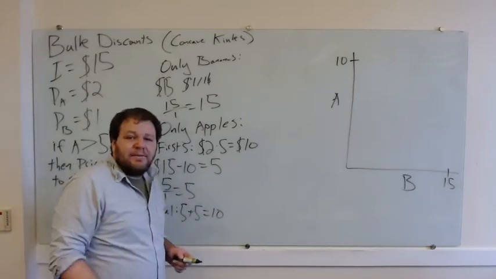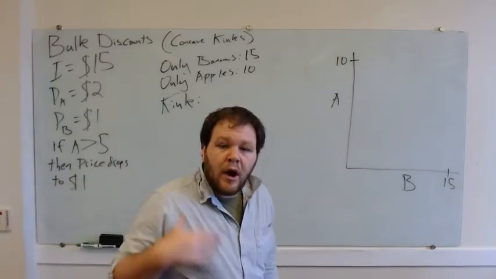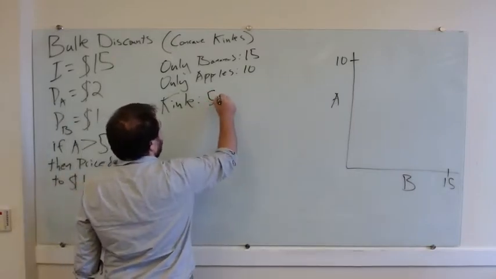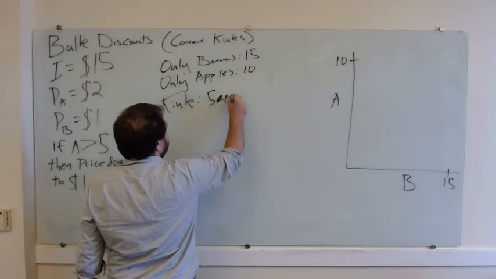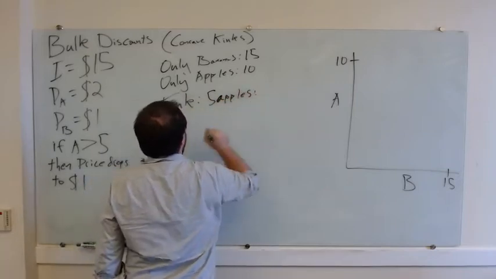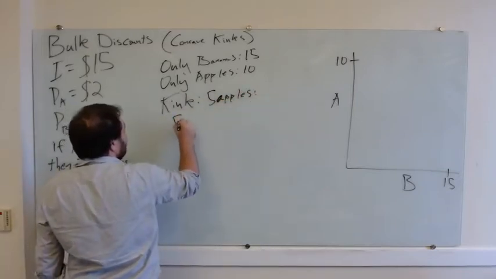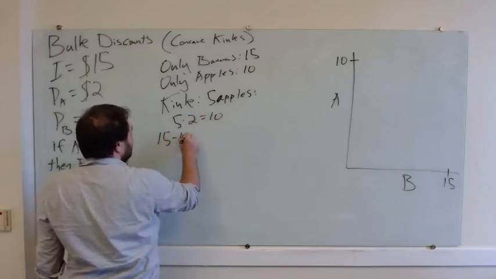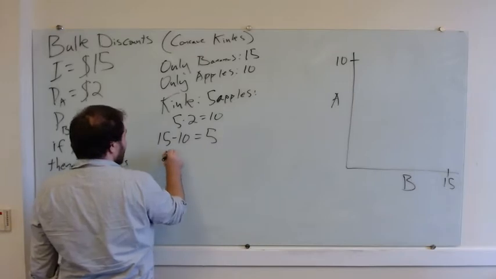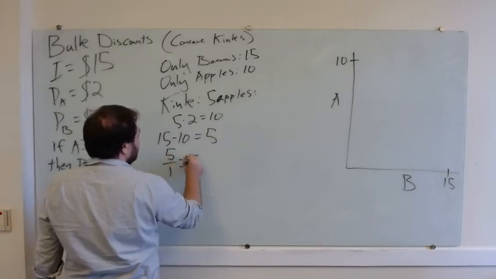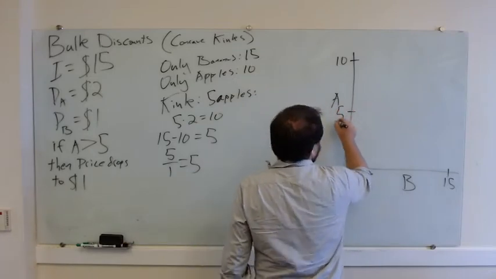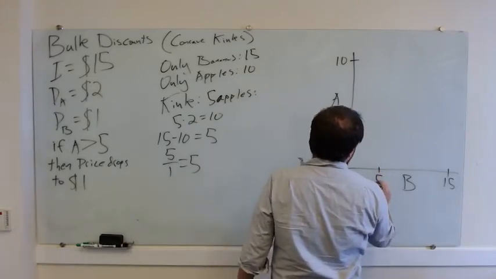Now we just need to find our kink point. Our kink point is going to be where we bought 5 apples, at a cost of $2 an apple. So 5 times 2 is 10. That leaves us 15 minus 10 is $5 for bananas. And 5 over 1 is 5 bananas, right? So our kink point is going to be where we've bought 5 apples and we've bought 5 bananas.